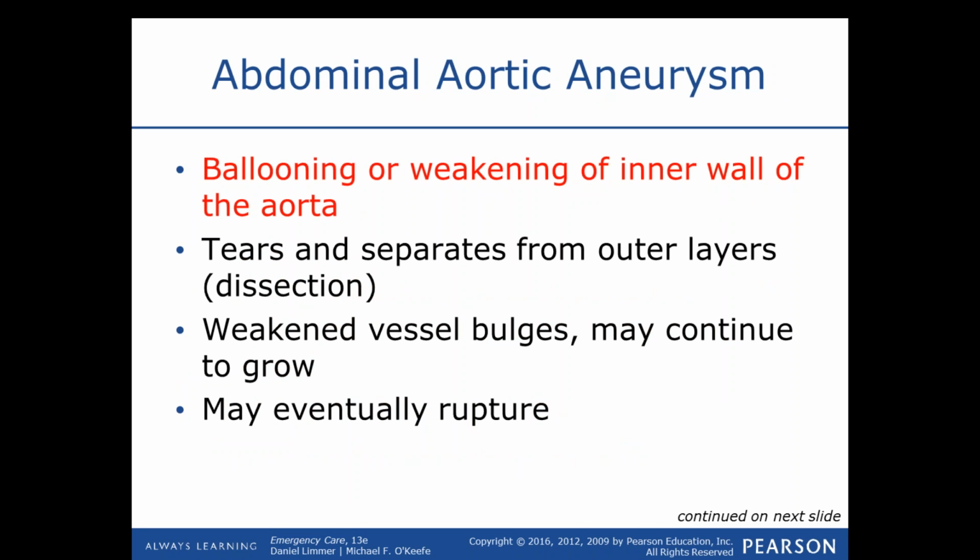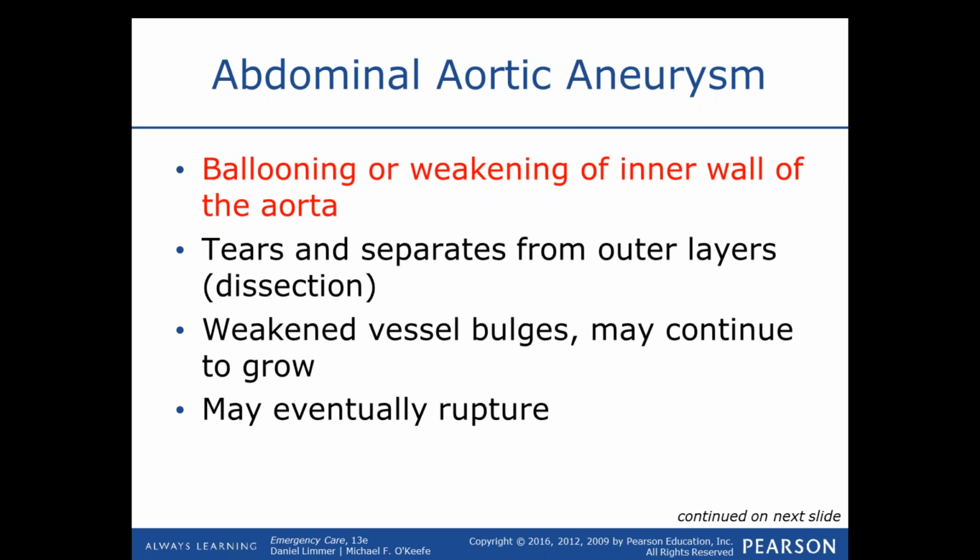Abdominal aortic aneurysms. You remember that picture where it talked about the location of the aorta. This is a ballooning or weakening of the inner wall of the aorta itself. So what happens is it tears and separates from the outer layers. So it actually creates a balloon or a ball on the aorta. That tearing sensation is where they feel those layers actually being pulled apart.